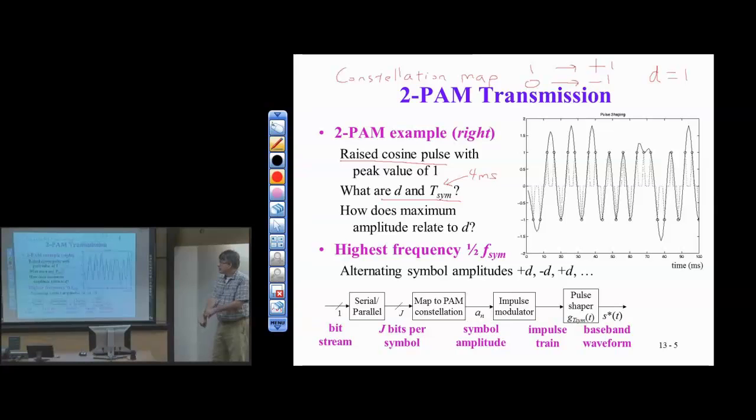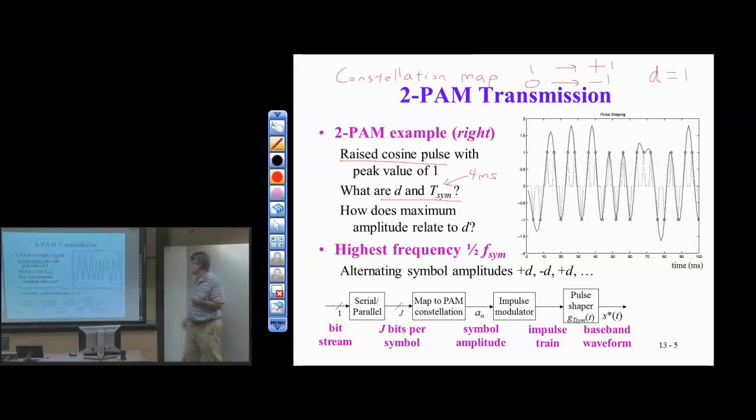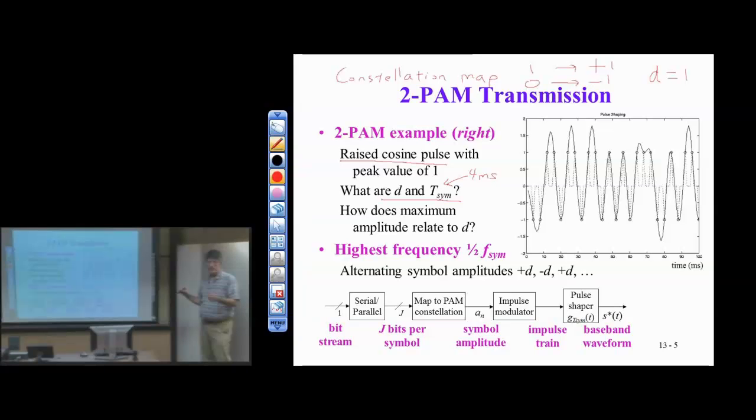Now, how does the maximum amplitude relate to D? This is not an easy question at first. We know that the amplitude range has to be at least -D to D, which in our case is from -1 to 1. We know we need that much. But you'll notice that as we connect, depending on the pulse shape, we actually have a larger dynamic range in volts than that. So what does it depend on? D, and what the max peak and max valley are.